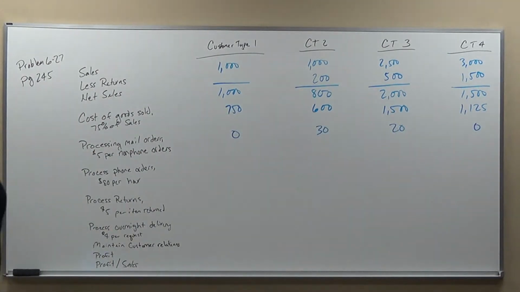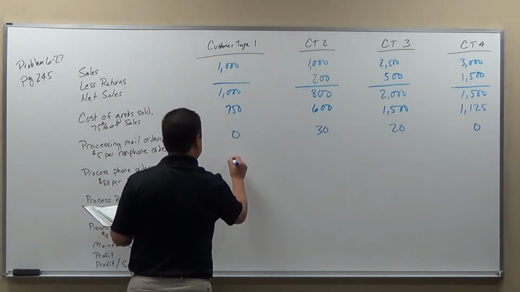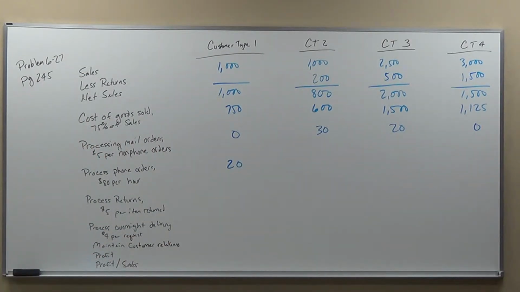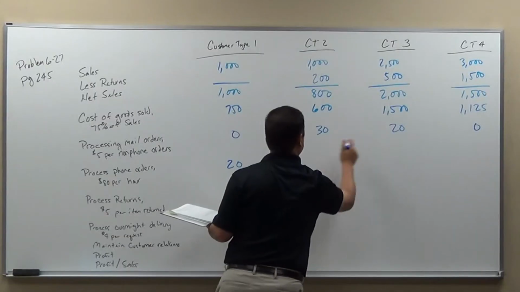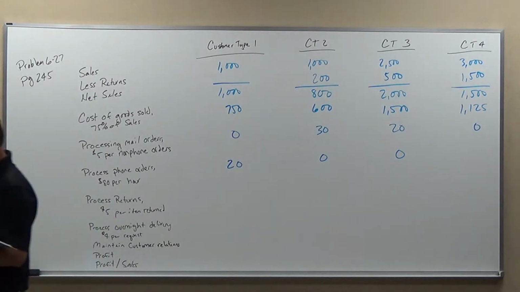All right, so let's do the processing of orders by phone. We mentioned that we get 1 phone order per year, and they spent 0.25 hours on that. So I'm going to multiply 0.25 times this. That gives me 20 for that customer type. And if you remember correctly, all of these were done electronically, for both of these here. So I'm going to have 0 here and 0 here. We had no phone orders on either one of those.